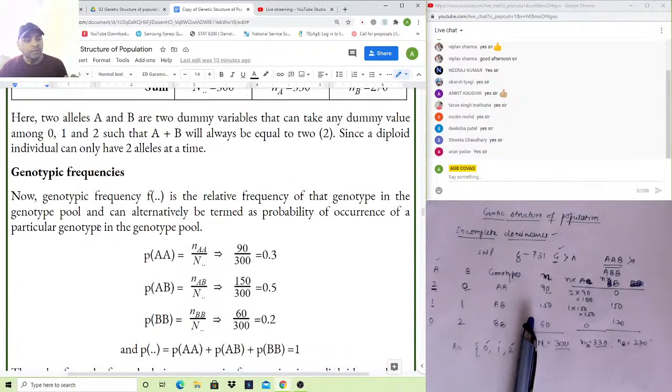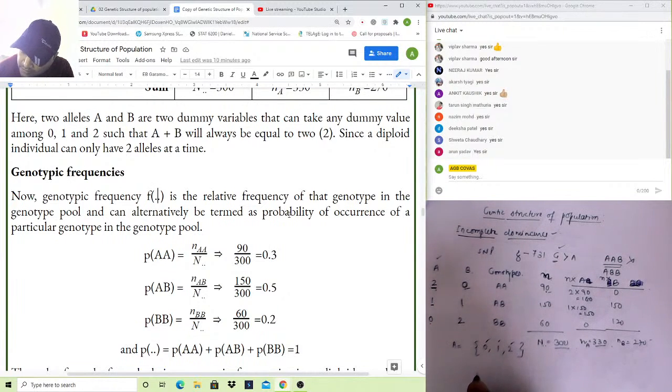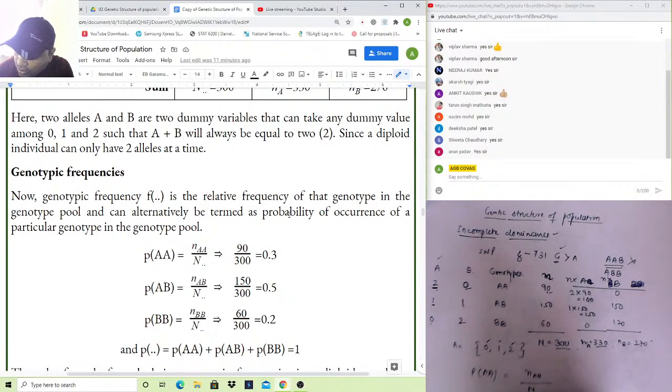Now, the genotypic frequencies f dot dot, meaning here either A or B can come, is the relative frequency of that genotype in the genotype pool, and can alternatively be termed as the probability of occurrence of the particular genotype in the genotype pool. Say for example, the probability of the occurrence of AA genotype will be equal to the number of AA individuals in the population divided by the total number of individuals with all the genotypes.